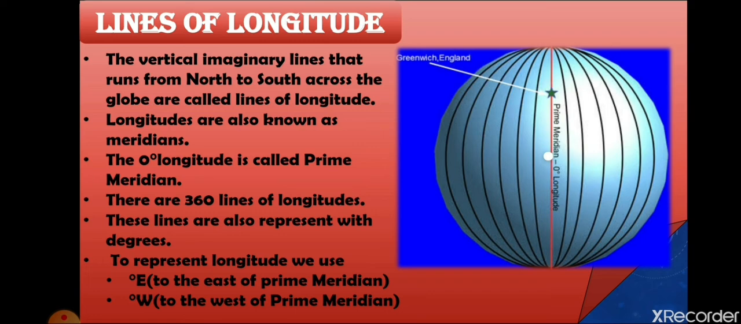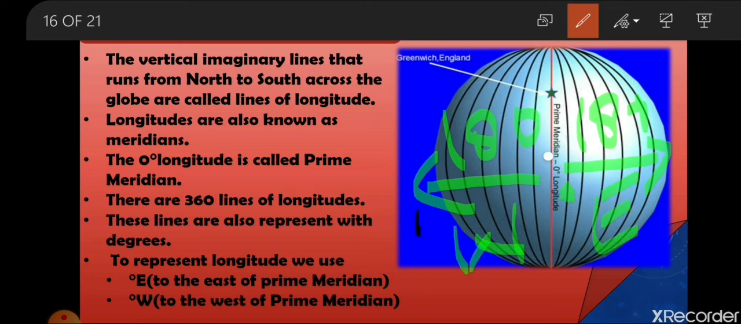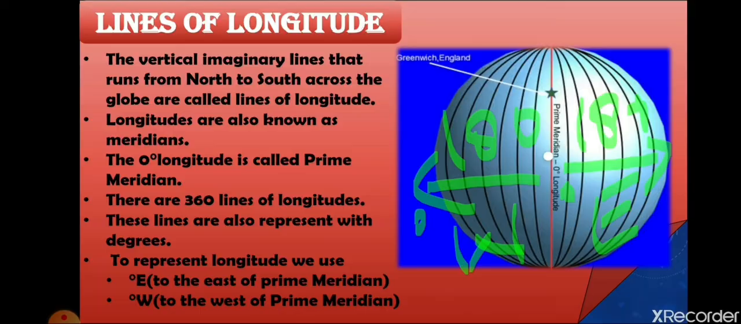Now totally we have 360 meridians. We have 360 lines of longitude, 180 here and 180 from here. So to represent this we use degree east and degree west. The lines that are in the west we will write west, and the lines that are in the east we will write east. I hope it is clear to all of you.